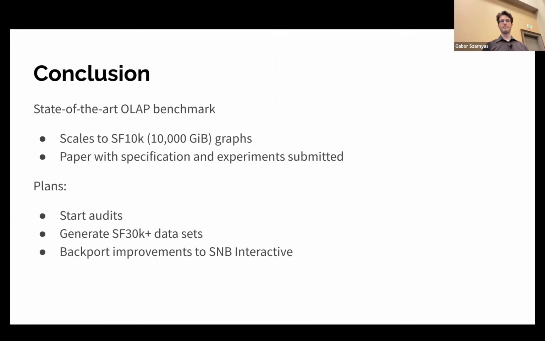So to sum up, we believe LDBC SNB is a state-of-the-art analytical benchmark. It already scales up to 10K scale factor graphs. This means it's roughly 10 terabytes in uncompressed CSV sizes. To put this into perspective, in the last 10 years, TPC-H benchmarks were also in a similar ballpark, except for 14% of their benchmarks, which used scale factor 30K or scale factor 100K.